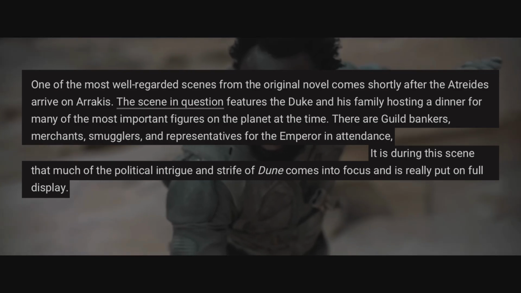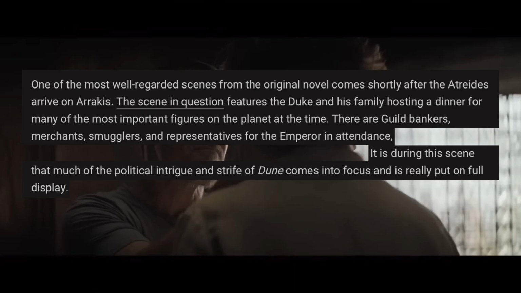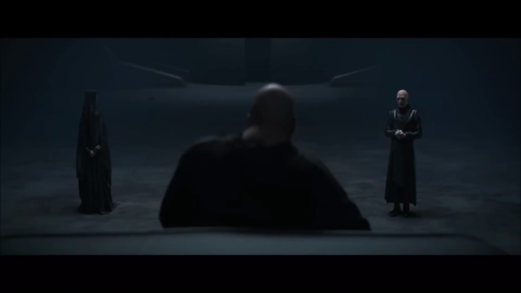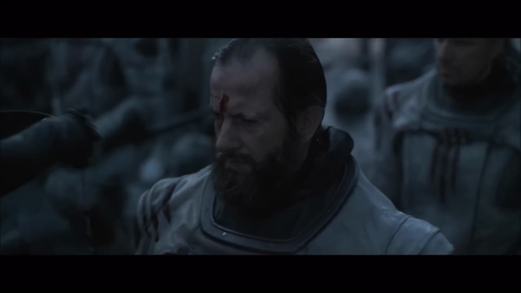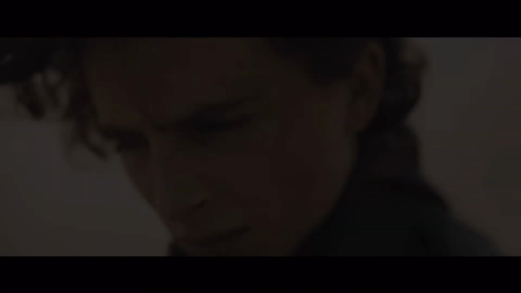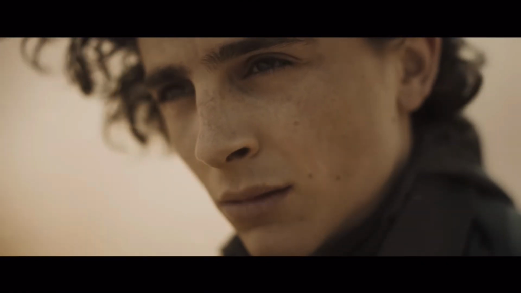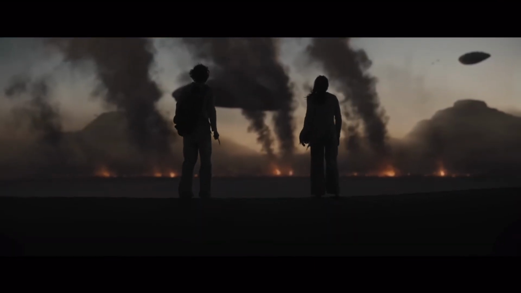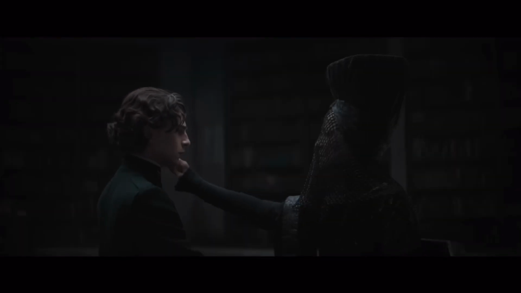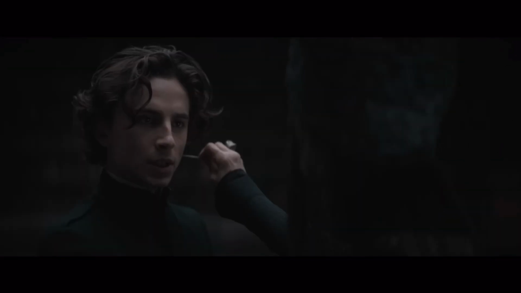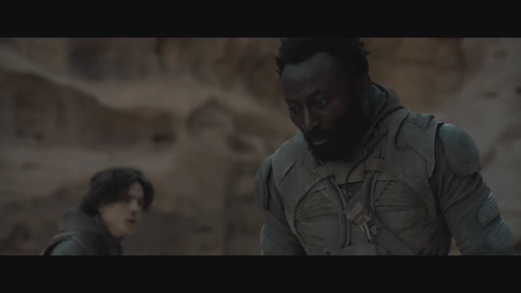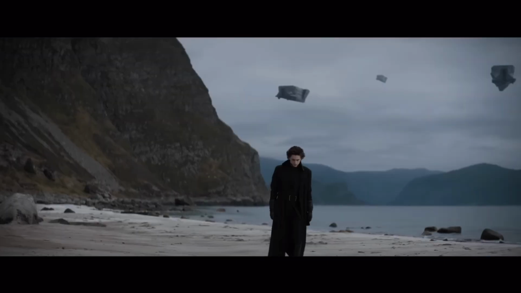It is during this scene much of the political intrigue and strife of Dune comes into focus and is really put on full display. So yeah, the dinner scene gives a lot more to the world. It gives us some context beyond just the Atreides and the Harkonnens. It's the kind of thing you can find time for in writing, but in a TV show or in a movie, every scene counts. Is it strictly necessary to the story of the Muad'Dib to include this scene? So I guess it had to go for that reason.